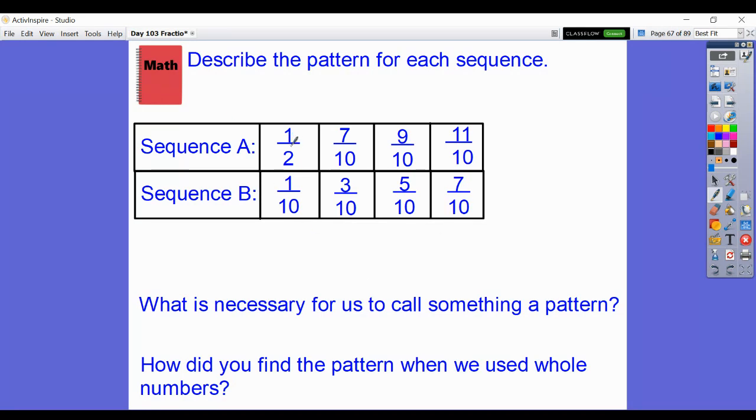For sequence A, it's 1/2 plus 2/10, because 1/2 is equal to 5/10. 1 is half of 2, 5 is half of 10. So 1/2 equals 5/10. 5/10 plus 2/10 is 7/10. 7/10 plus 2/10 is 9/10. 9/10 plus 2/10 is 11/10.